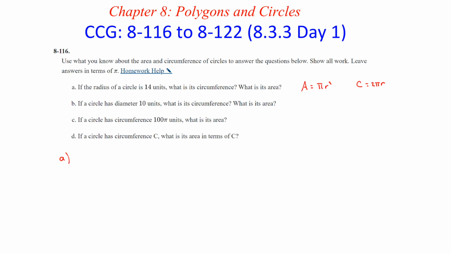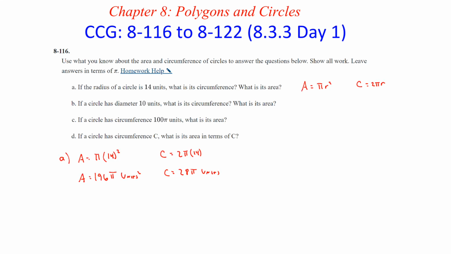So here we go. Area, we have pi r squared, or pi times the radius, which is 14 squared. So therefore, if we're leaving in terms of pi, that's 196 pi, and then that would be units squared. The circumference is equal to 2 times pi times the radius, so in this case it is 14. And since, once again, we're leaving in terms of pi, that would be 28 pi units. So those are the exact answers.